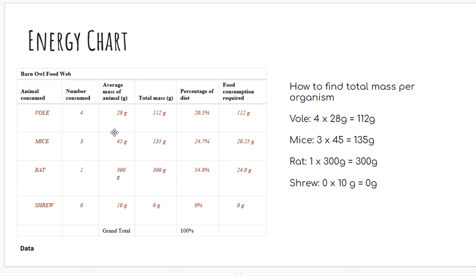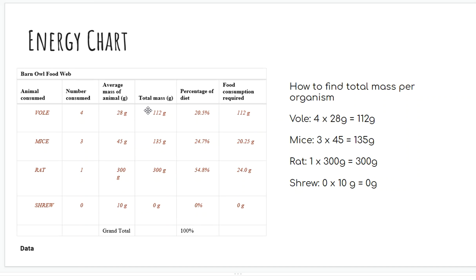Now, scientists have information of averages of animals' weights. In scientific measurement, we would use grams. So a vole, the average weight of each vole is 28 grams, for a mouse, 45, rat, 300, rather large organism. So a lot of mass consumed for 1 rat. A shrew would only be 10 grams.